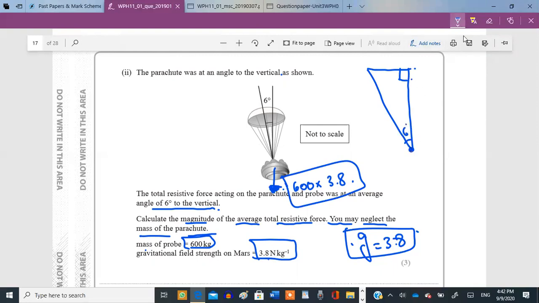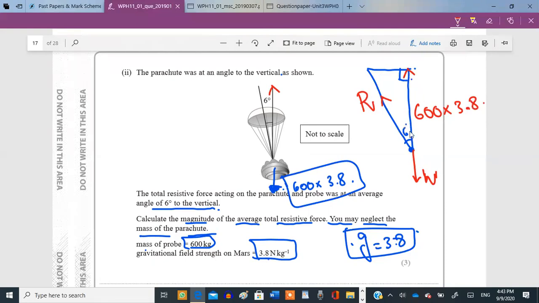Now, over here in this case, the weight acts downwards, opposite to this component of the vertical force. The resistive forces are acting in this direction. They told us it's acting at an angle of 6 degrees to the vertical. These are the resistive forces. The vertical component of the resistive force is balancing the weight, right? So this actually means that the weight and the vertical component are exactly the same. So instead of writing down the vertical component, I can write 600 multiplied by 3.8.